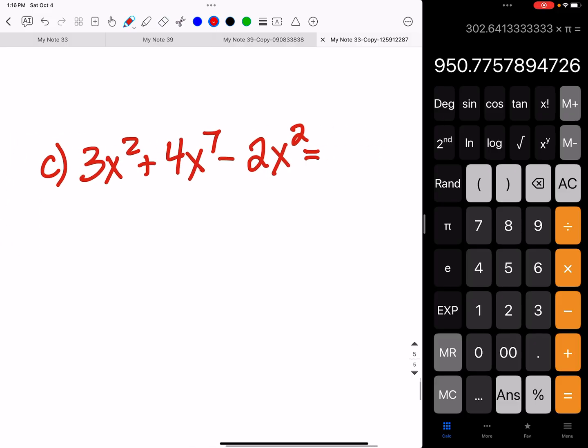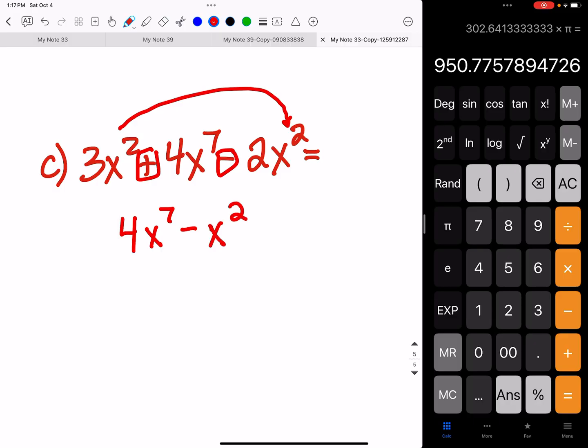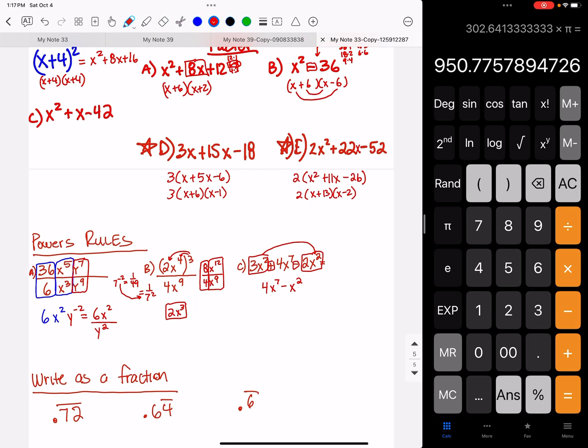C. Okay, let's see. What was I going for in here? Okay, so there's nothing we can do with plus and minus, but we do have x squared and x squared. So if we have 3x squared minus 2x squared, that's just 1x squared. There's nothing we can do with plus and minus unless they're exactly the same powers. So we can combine these two guys because they're the same, but we cannot combine sevenths and seconds with subtraction. There's nothing we can do.